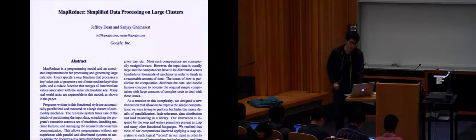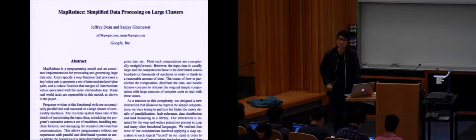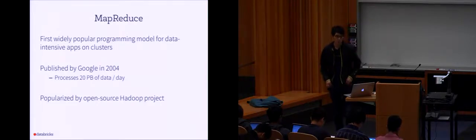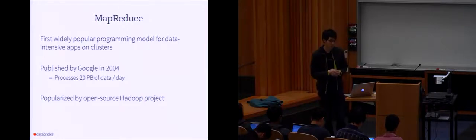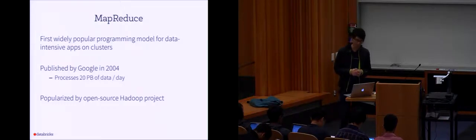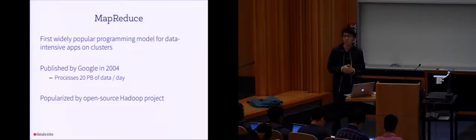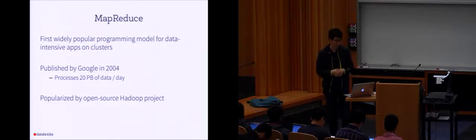Now, what Google came up with wasn't exactly SQL. It was MapReduce. This MapReduce paper was published in 2004. I think by the time it was published, they had been using MapReduce for about 2 years within Google. And so MapReduce essentially became the first real widely used data parallel programming model. I think back then it was even processing about 20 petabytes of data a day. That was a very astonishing number, even by nowadays standards. Later on, MapReduce was popularized by the whole Hadoop ecosystem and open source frameworks.